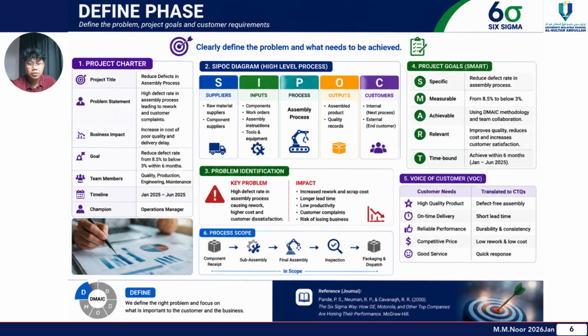And then we have the process scope. This defines which parts of the process are included in the project and which are excluded. So this prevents the project from becoming too large and difficult to manage.